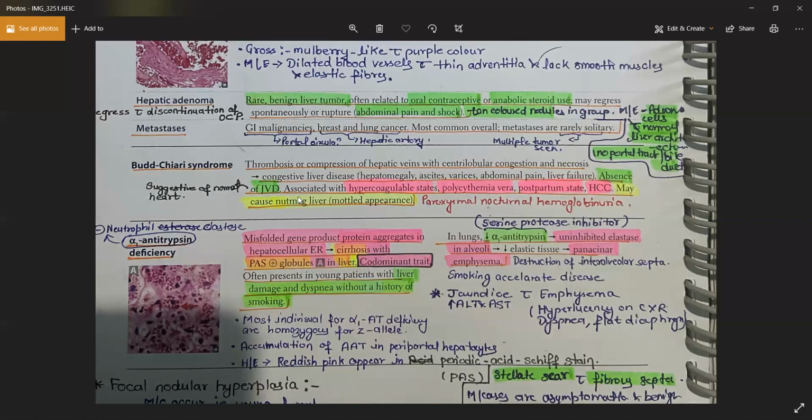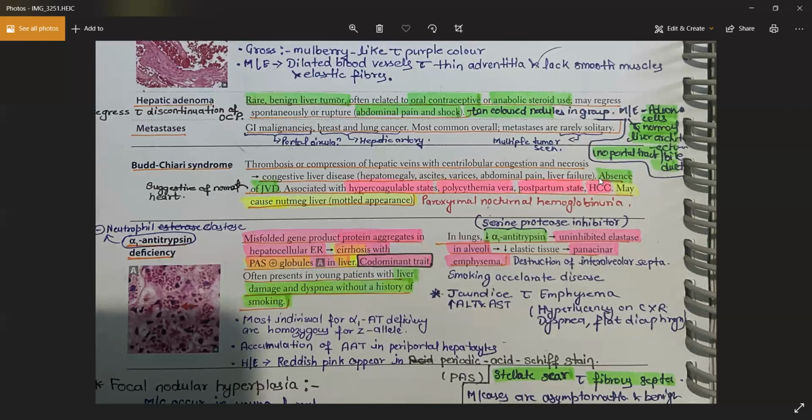You will have the absence of jugular vein distension. Can anyone tell me what this means? We can eliminate cardiac cause. Exactly. The same symptoms can also happen in case of heart failure. In heart failure, you will have a volume overload in the veins, right? You will have the hepatic congestion, you will have central lobular necrosis, everything would be there. But in heart failure, you will also get the jugular vein distension. But in Budd-Chiari syndrome, you won't get the jugular vein distension, because your heart is absolutely normal, right?